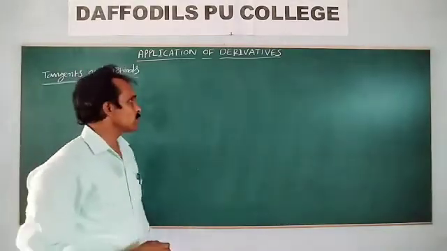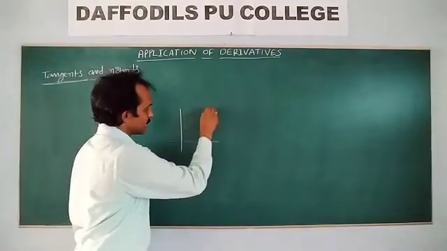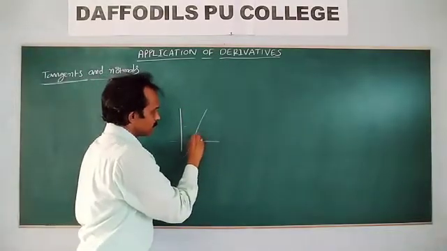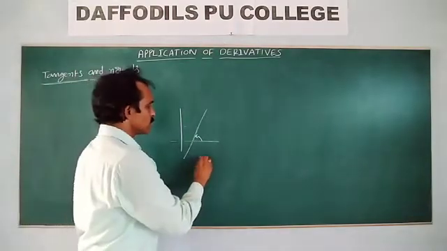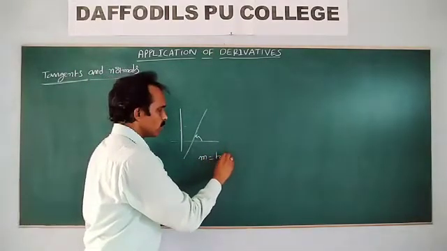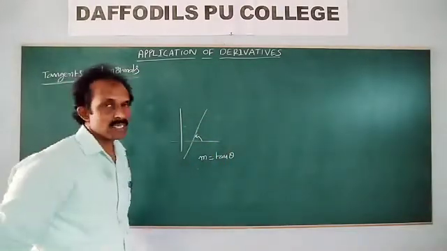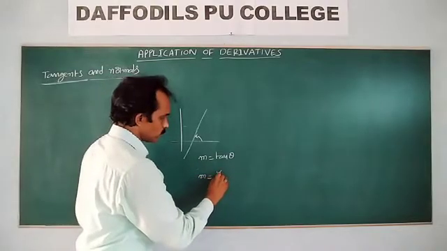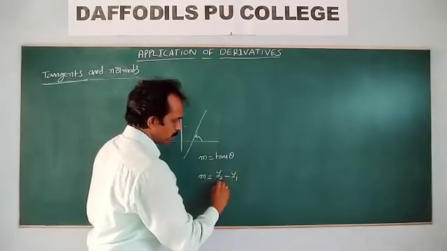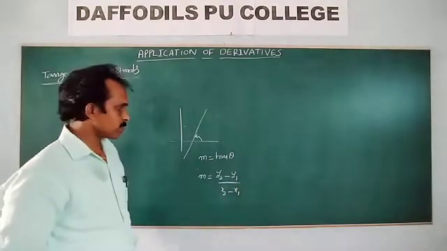The slope of a line, when the line makes an angle with the x-axis, some inclination in the anti-clockwise direction, is m equal to tan theta. For a line passing through two points x1, y1 and x2, y2, the slope is equal to y2 minus y1 by x2 minus x1.